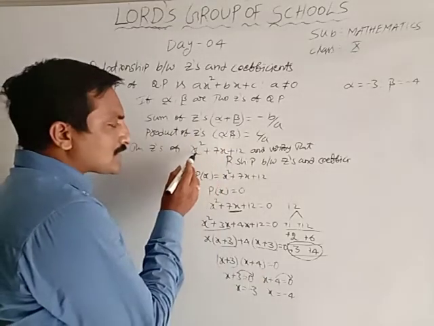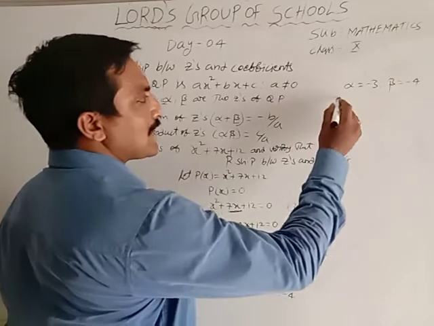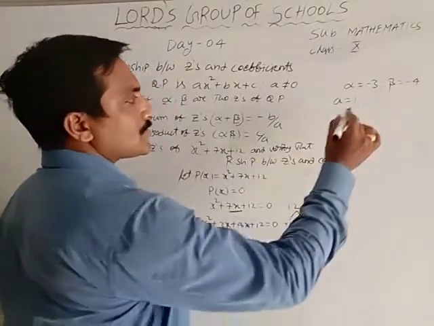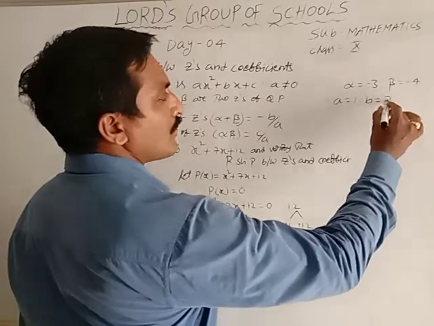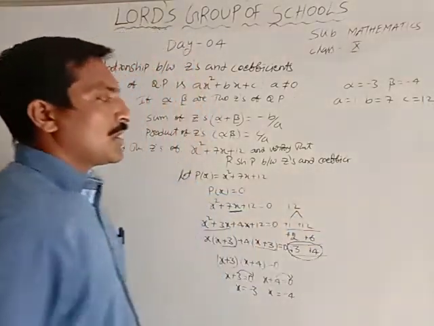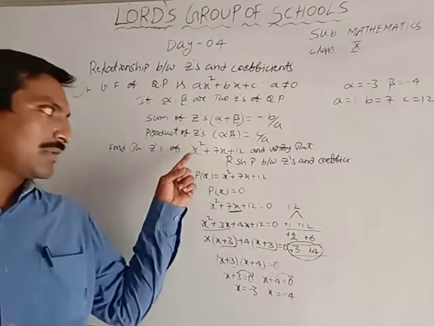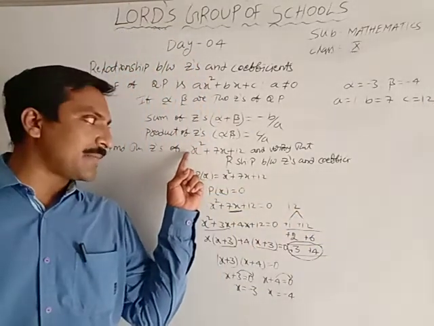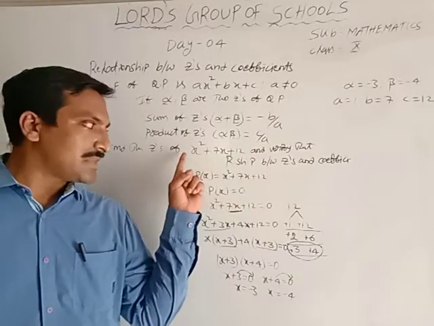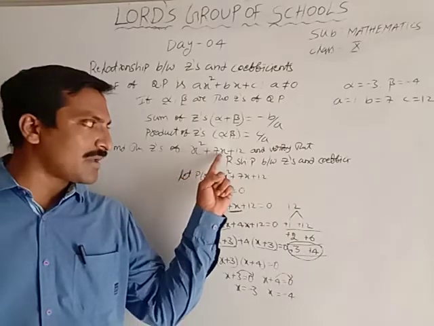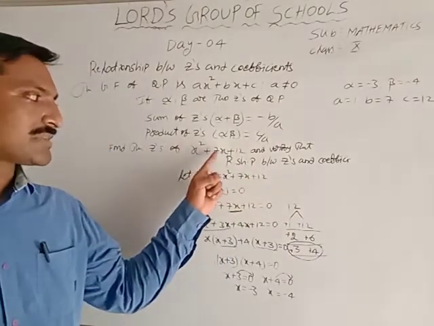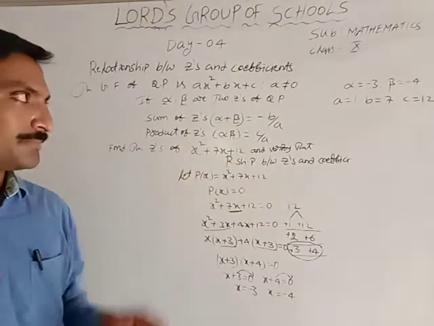Now what is the x square coefficient? That is acting as a value 1. X coefficient 7, that is b value. Constant c value 12. So in a given quadratic polynomial, x square coefficient is a, x coefficient is b, constant is c. Why? Because this is in the form of ax square plus bx plus c. In place of a, 1; in place of b, 7; constant c is 12.